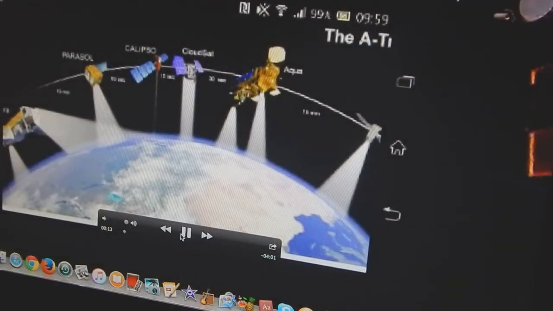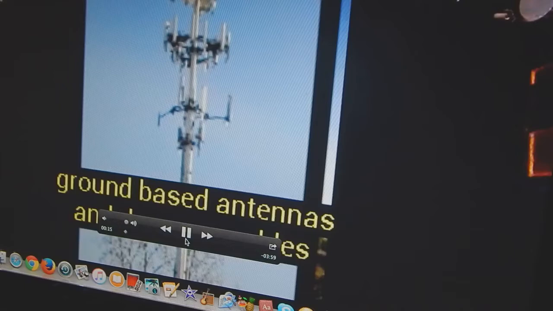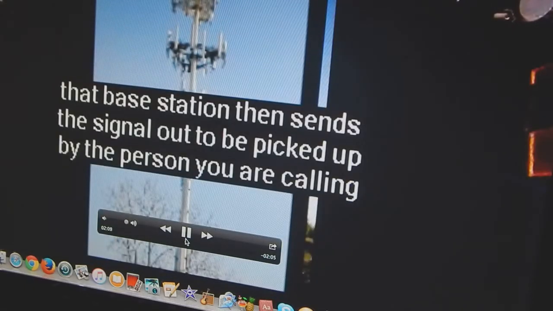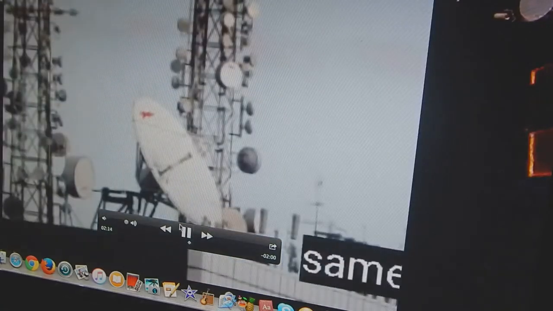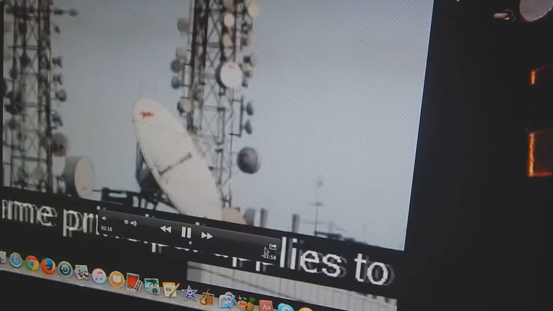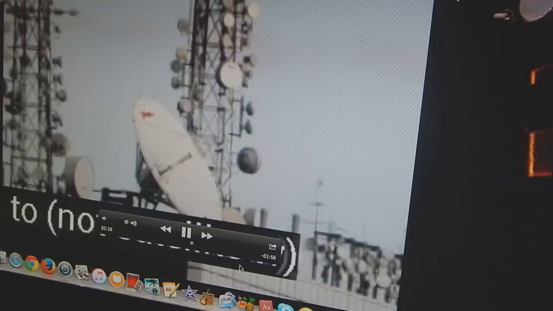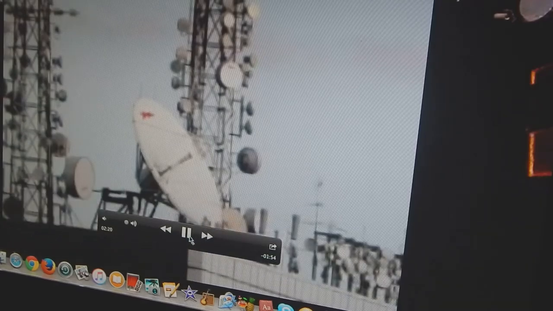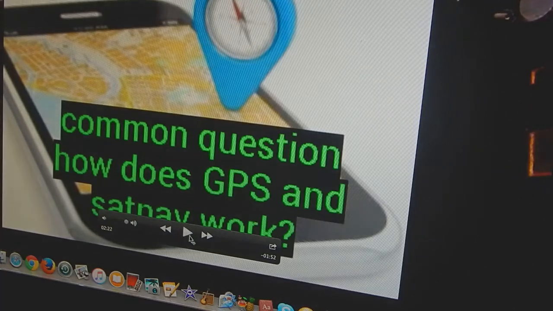How do satellites work if we don't have satellites? Well, they use ground-based antennas, ground-based antennas connected to cables. So the signal is sent here, and for satellite TV, same principle. The signal is sent to the satellite tower, and then runs through cable. And GPS, same way.